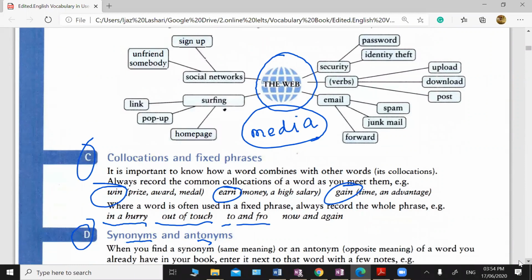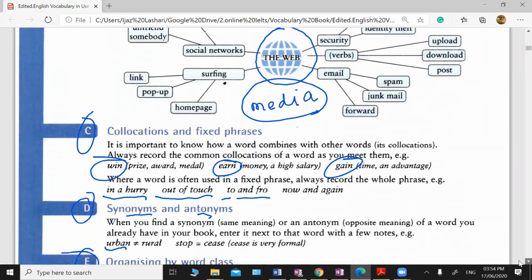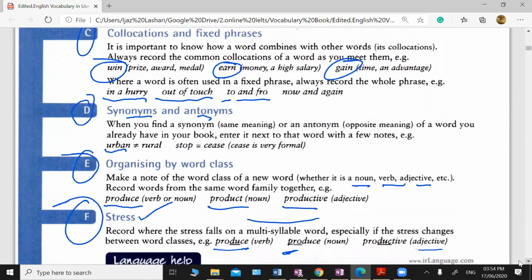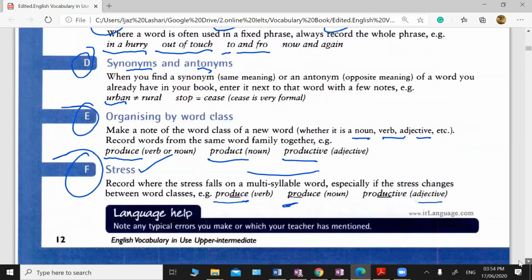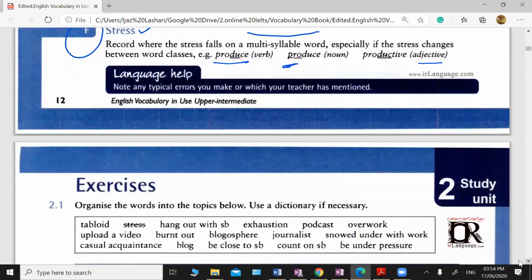Remember what a collocation is, what fixed phrases are. Remember the examples of fixed phrases, collocations, and synonyms and antonyms. Synonyms mean similar words. Antonyms mean opposite words. Organizing by word class: word class means noun, verb, adjective, adverb, preposition. Then stress, how you put the stress on different words. It changes the meaning as well. Okay, we move on to the exercise here.